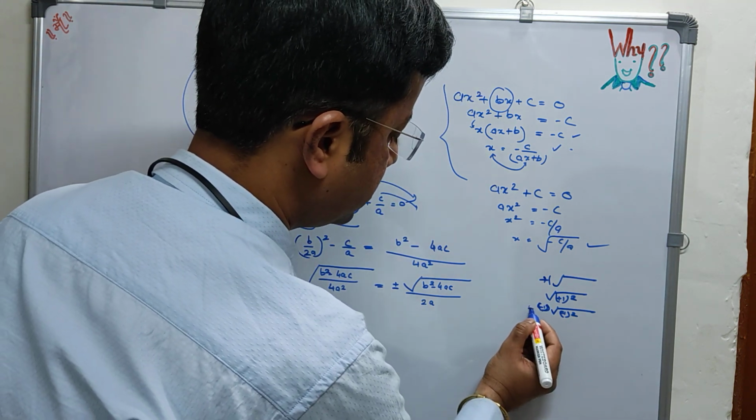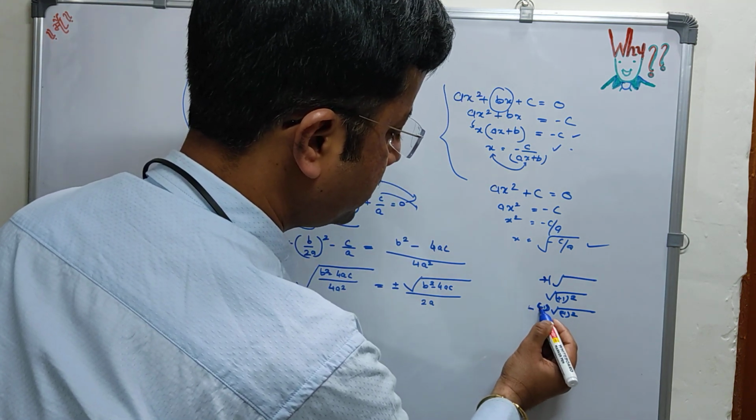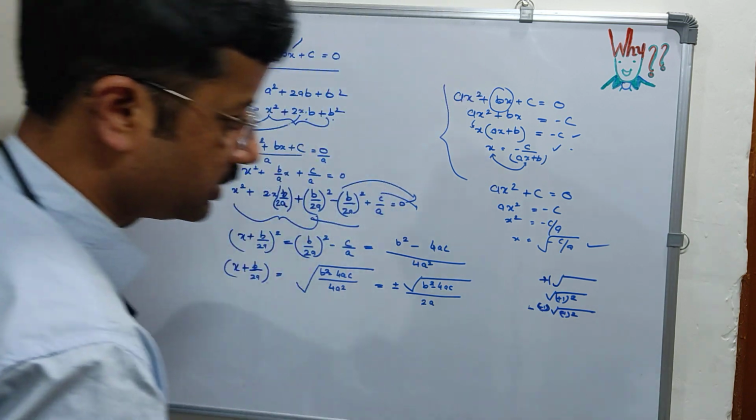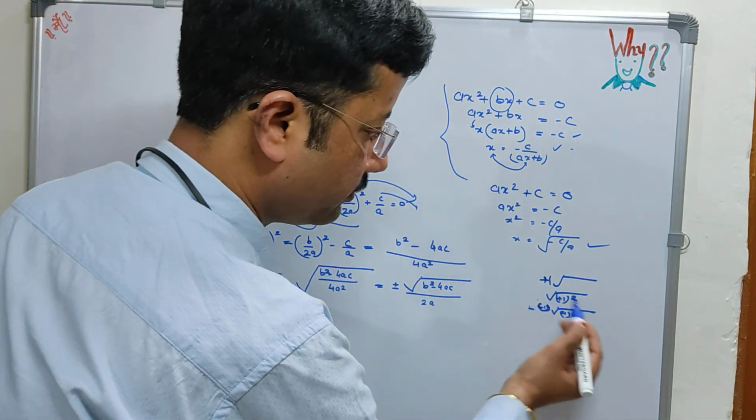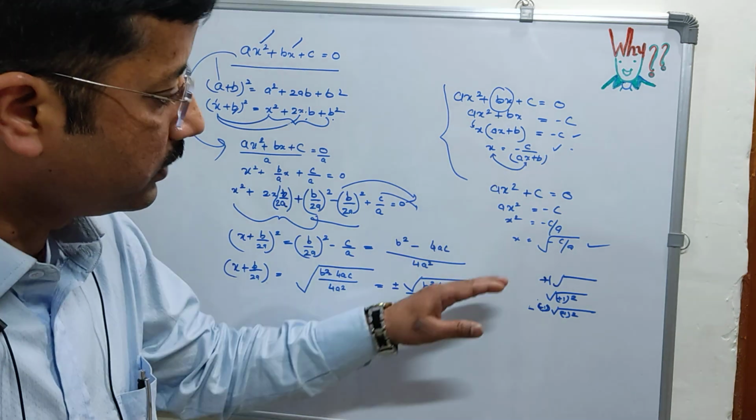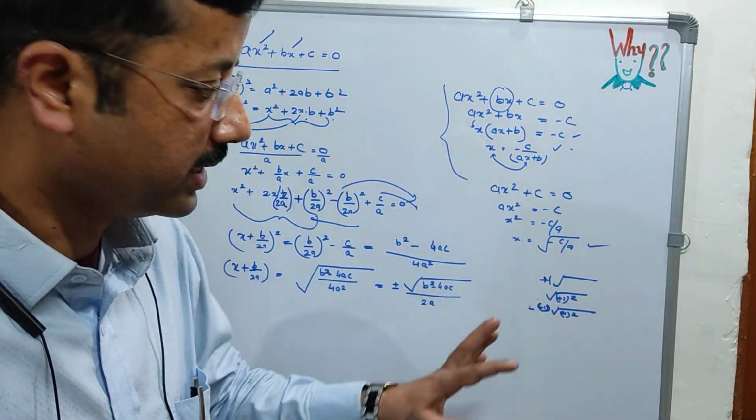Means if a minus sign is there, it can be minus 1, then also it becomes positive. If plus 1 is there, then also it becomes positive. So here the values can be plus and minus both.